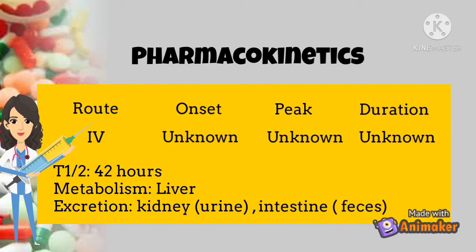For my pharmacokinetics, in terms of my route, I am administered IV. My onset is unknown, my peak is unknown, and my duration is unknown. My half-life is 42 hours. I am metabolized in the liver, and I am excreted in the kidney in the form of urine and in the intestine as feces.